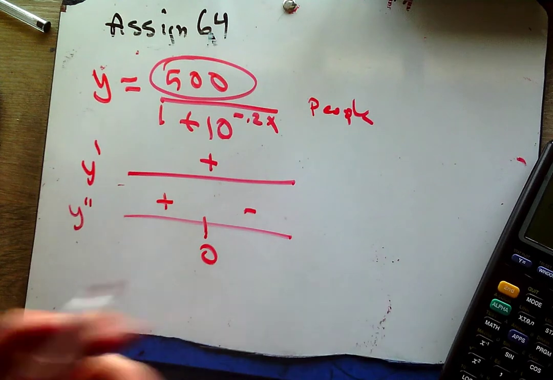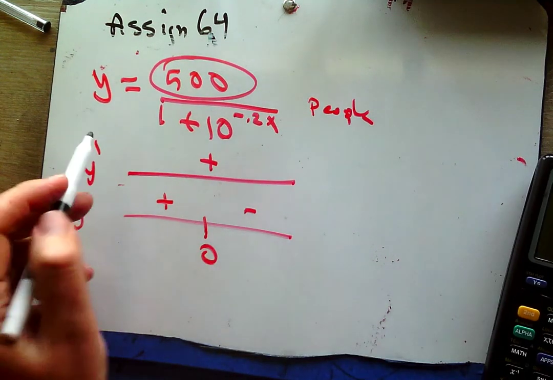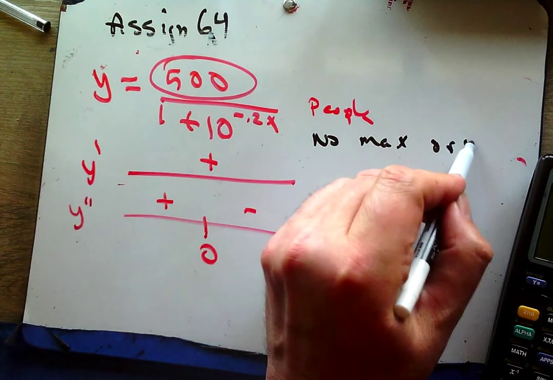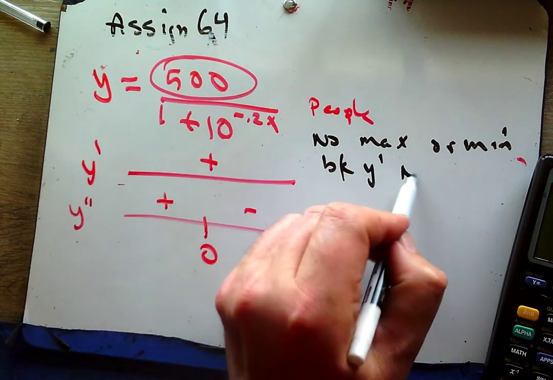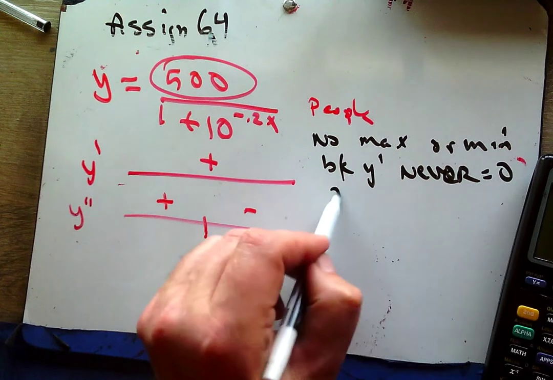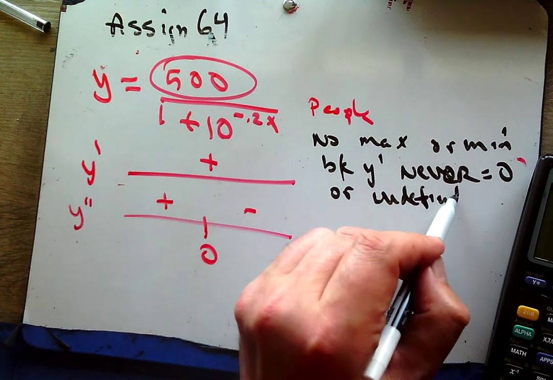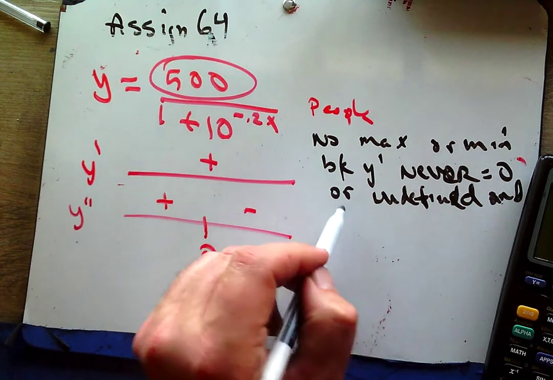All right, so let's write up all the stuff we know. 1. We know no max or min because y prime is never equal to 0 or undefined, and there are no endpoints.